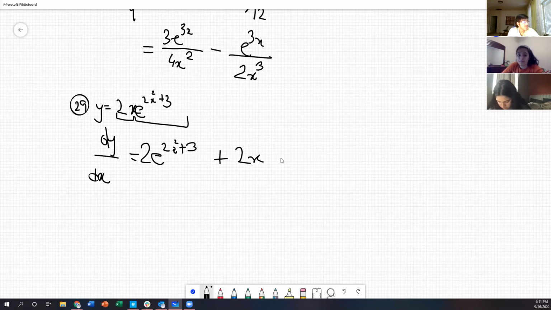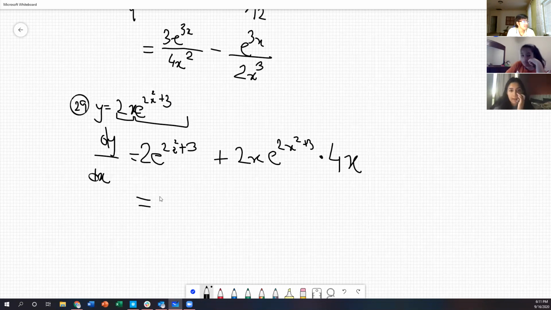Now, the derivative of this one is just what? e to the 2x squared plus 3. Then we do the derivative of the inside function. Our exponent up here is our inside function. And what's the derivative of the exponent? 4x. Exactly. So we get dy dx is equal to 2e to the 2x squared plus 3, plus 8x squared times e to the 2x squared plus 3.